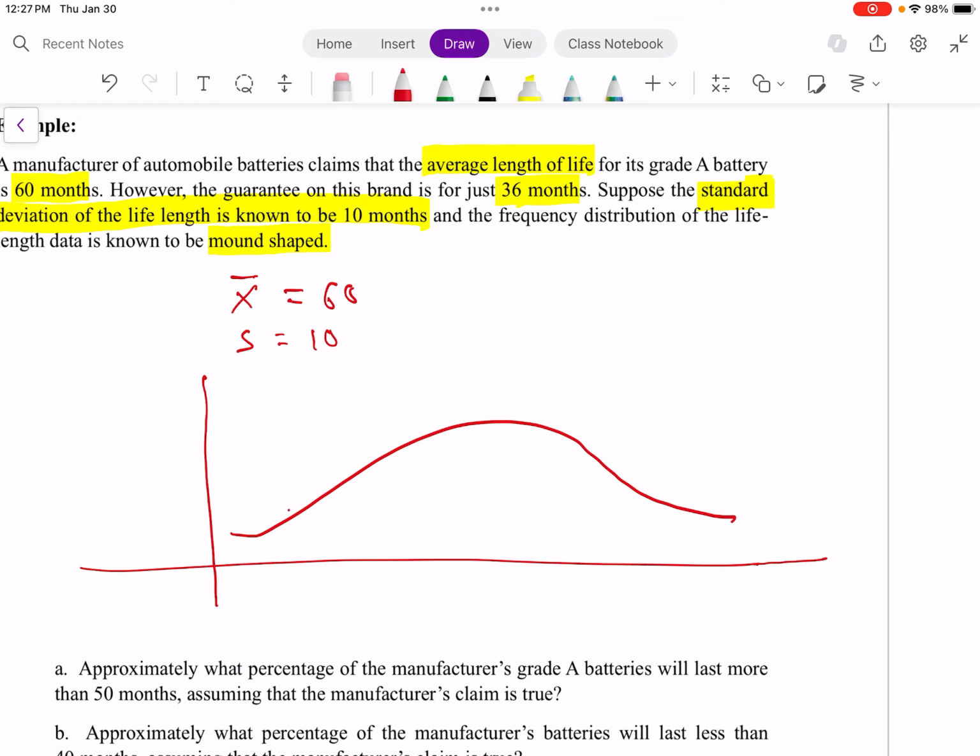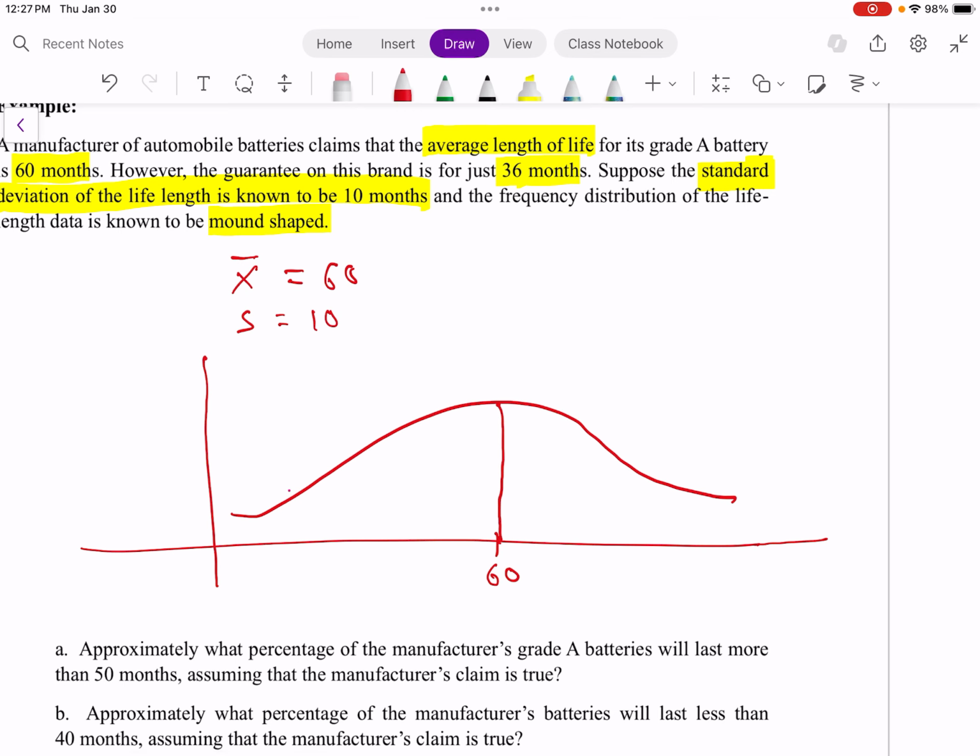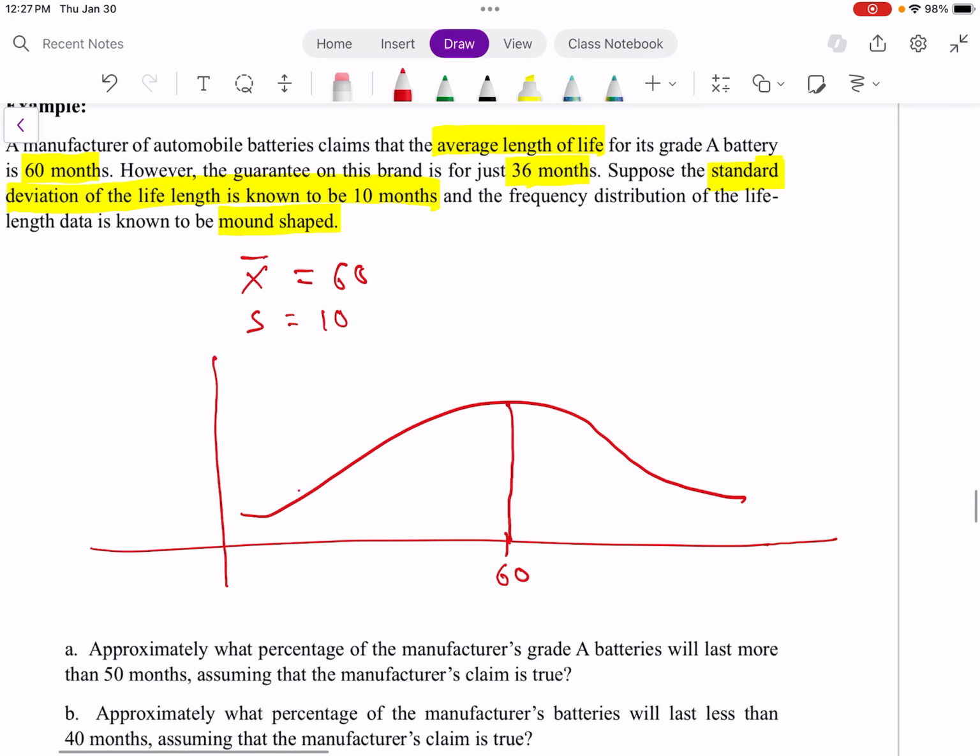Now, where do we find that 60? Where do we locate that 60 in this histogram? In the middle. This is symmetric. This is mound shaped. So the mean is at the middle. So x bar is 60. Okay. So this is x bar. And we are given the standard deviation, which is 10.